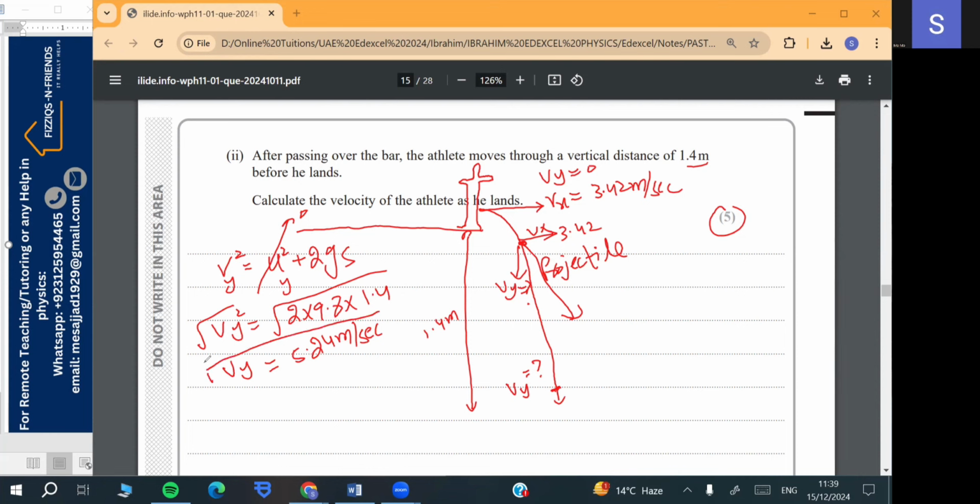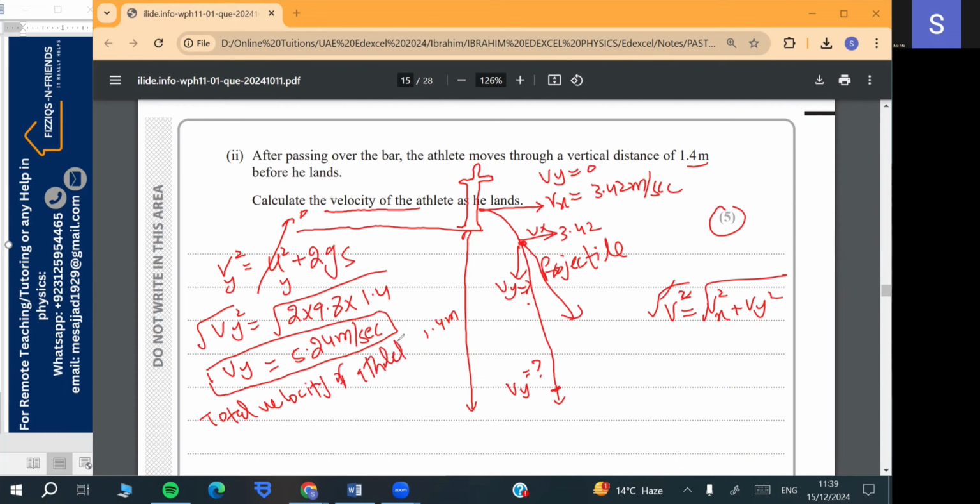Now they asked you to calculate the speed of the athlete. The speed of the athlete is not only the x component or the y component. Rather, according to Pythagoras' theorem, v squared equals vx squared plus vy squared. So total velocity will be the sum of the x and y components: 3.42 squared plus 5.24 squared. That will give you the final answer of 6.24 meters per second.